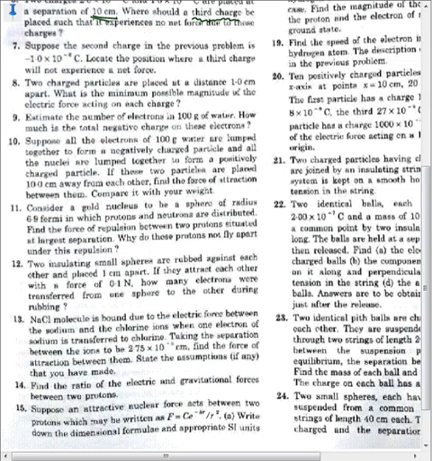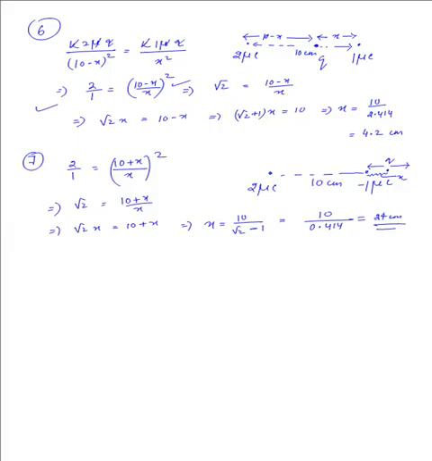I've just instructed you. As far as the ninth one is concerned, we have to estimate the number of electrons in 100 grams of water, and how much is the total negative charge on these electrons. So, 100 grams of water. Now, as you know, 18 grams of water constitute 1 mole, which comprises Avogadro's number, that is 6.023 times 10 raised to the power 23 molecules.